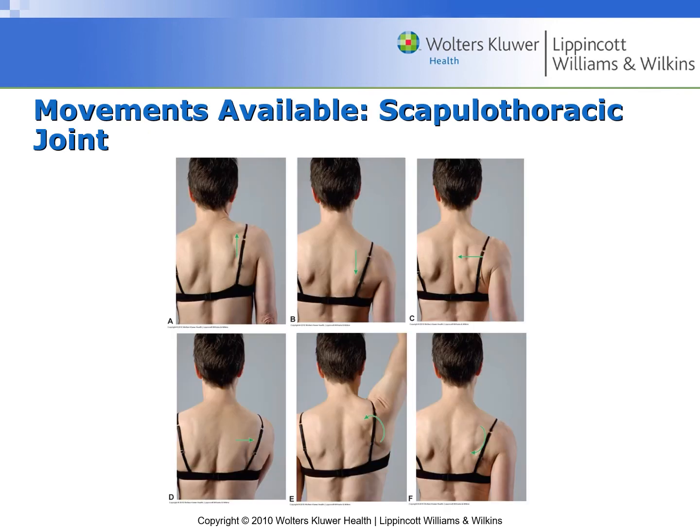Now let's take a look at the movements that are available at the scapulothoracic joint. Diagram A illustrates elevation. Diagram B illustrates depression. Diagram C, retraction. Diagram D, protraction. Diagram E, upward rotation. And diagram F, downward rotation.